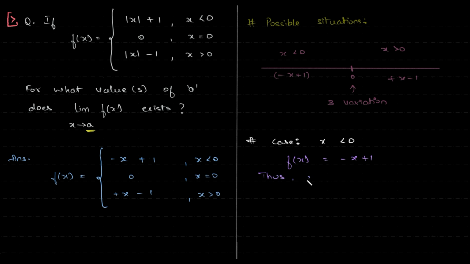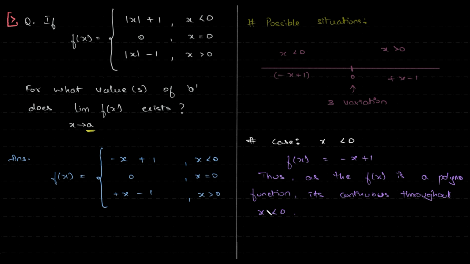Thus, as the function is a polynomial function, it's continuous throughout x less than 0, right? So that is the first thing. So we can have a value, anything which is less than 0.